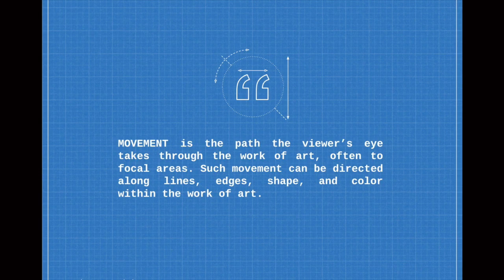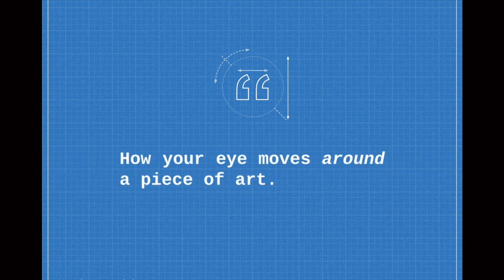So the Getty Foundation says movement is the path the viewer's eye takes through the work of art, often to focal areas. Such movement can be directed along lines, edges, shape, and color within the work of art. We thought that was a little wordy, so we tried to simplify it a little bit. We came up with, it's how your eye moves around a piece of art. And then when we looked around the room, we tried to find an example of movement.